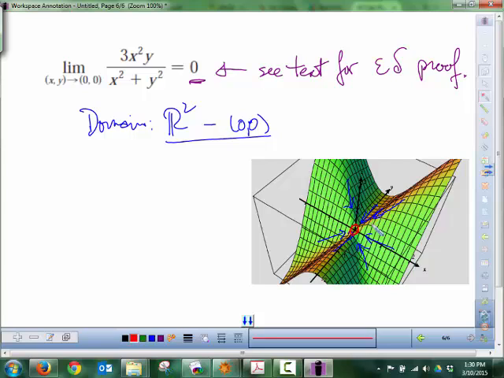Yes? Probably the range is going to be all real numbers because it looks like there are positive and negative numbers. And the range works the same way, where it's your z-values. Yeah, your range is your z-values.